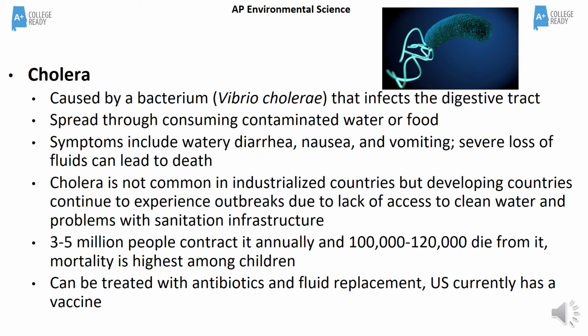Cholera is caused by the bacterium Vibrio cholerae that infects the digestive tract. It's spread through consuming contaminated water or food. Symptoms include watery diarrhea, nausea, and vomiting. Severe loss of fluids can lead to death. Cholera is not common in industrialized countries, but developing countries continue to experience outbreaks due to lack of access to clean water and problems with sanitation infrastructure.